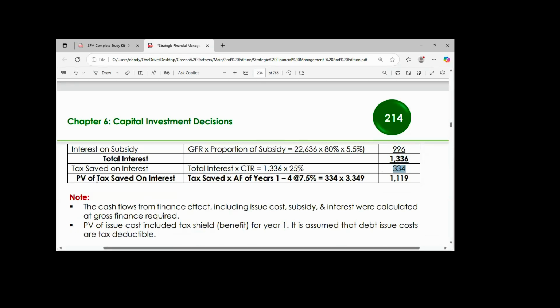So to now get the PV of tax saved on interest, all we need to do is to multiply the tax saved with the annuity factor. We've already calculated annuity factor to be 3.349. Therefore, 3.349 multiplied by the total tax saved of 334. So we have 1,119. Okay, 1,119 is the PV of tax saved on interest.